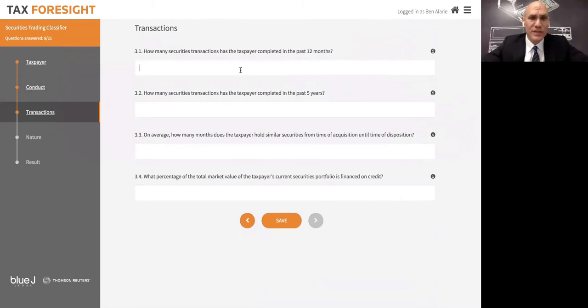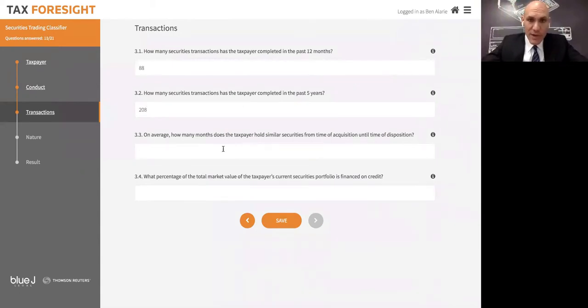How many securities transactions has the taxpayer completed in the past 12 months? We know in 2009 he completed 88 transactions. In the past 5 years, how many has he done? Well, we have 30 per year in previous taxation years. So let's say 4 times 30 is 120, 120 plus 88, let's say ballpark 208, okay?